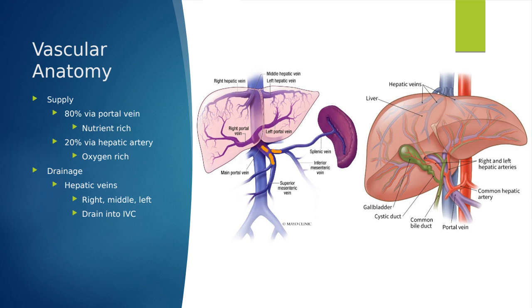Once it's in the liver, it's going to branch off into a left portal vein, which is obviously going to go to the left lobe, or a right portal vein, which is obviously going to go to the right. Okay.